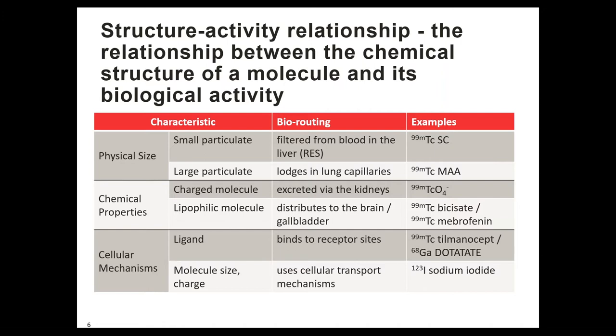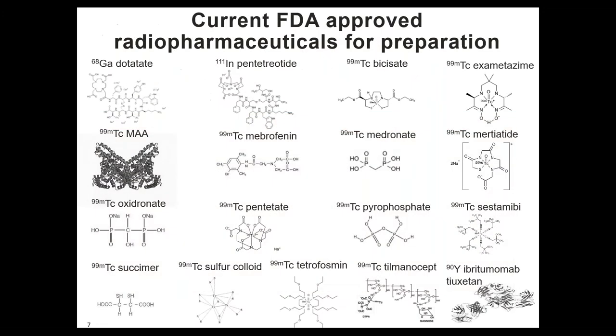There are also cellular mechanisms that revolve around small molecular size or charge. Sodium iodide 131 and sodium iodide 123 use the cellular transport system, and that's why they end up in the thyroid, and then they get organified, and we get images of thyroid shape as well as function studies in nuclear medicine. So there are chemical reasons why drugs, radiopharmaceuticals, go to different places.